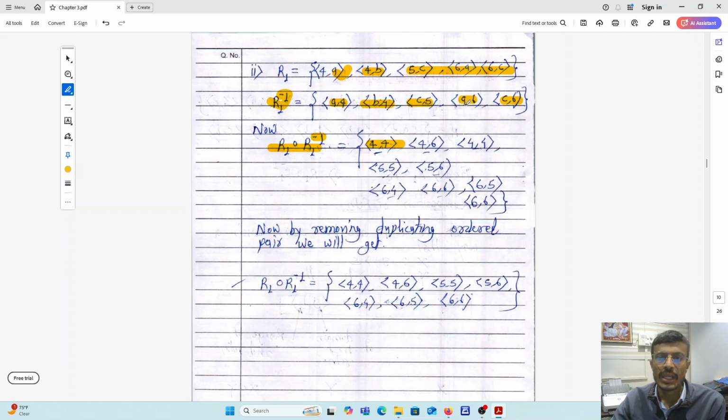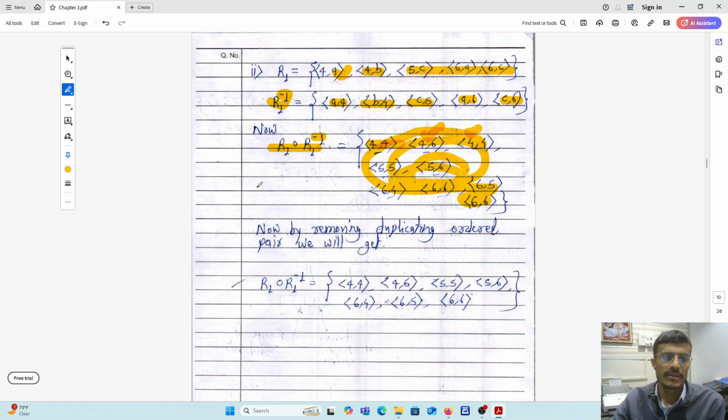Then 4A, A6, that is 4, 6. Then again, 4B, B4, that is 4, 4. Yes, that's all. And likewise, we find all these possible ordered pairs. Now, by removing duplicate ordered pairs, we get the result.